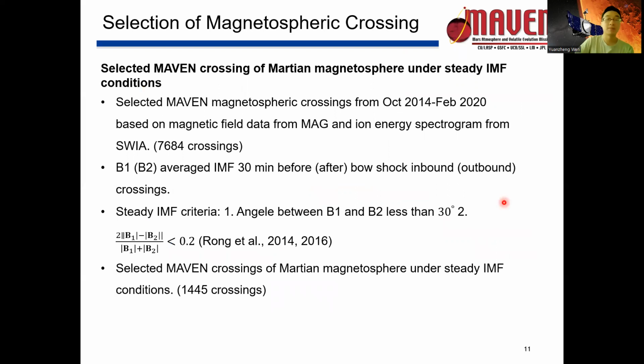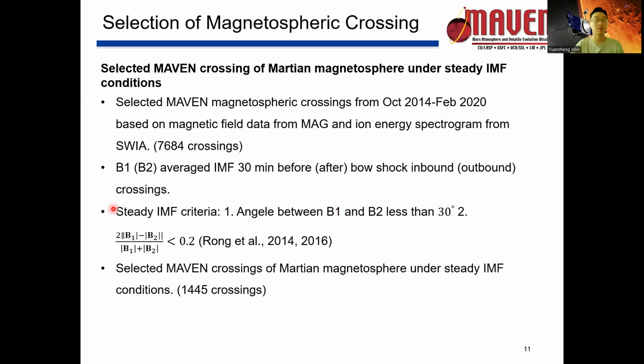So first, we select the MAVEN magnetosphere crossings under steady IMF conditions. We select the MAVEN magnetosphere crossings from October 2014 to February 2020, and there are more than 7,000 crossings. Then we set up the steady IMF criteria, mostly two criteria. First, we want the deviation angle between B1 and B2 to be less than 30 degrees, where B1 and B2 represent the averaged IMF 30 minutes before and after the crossings.